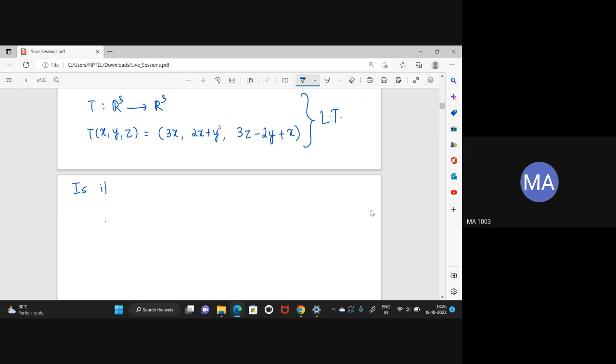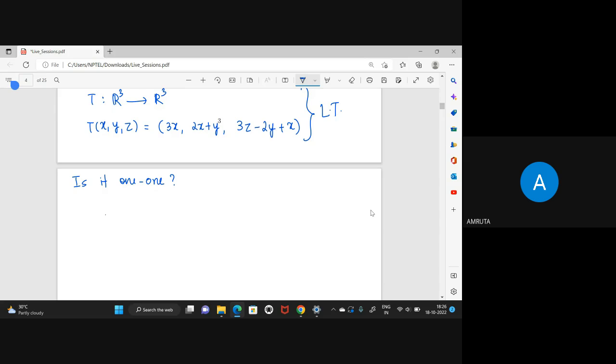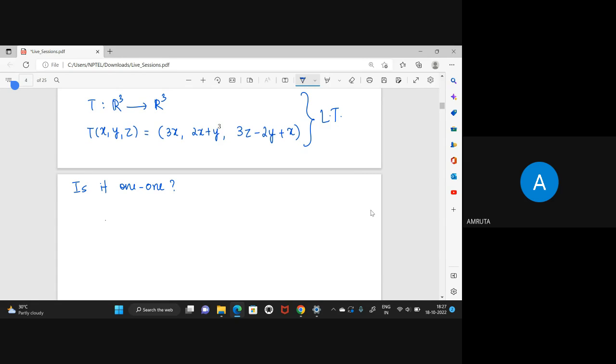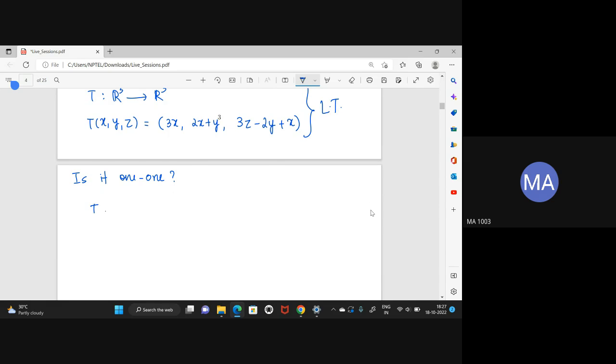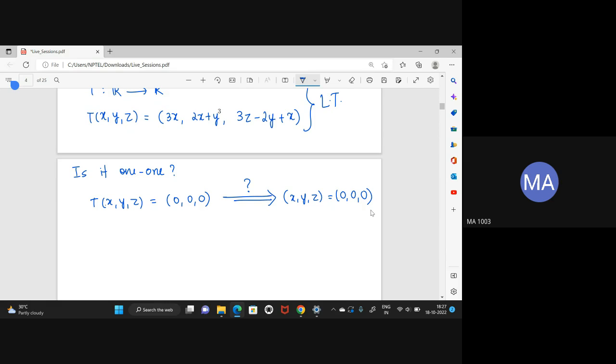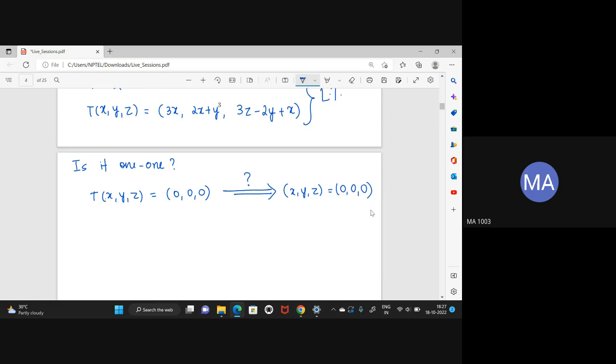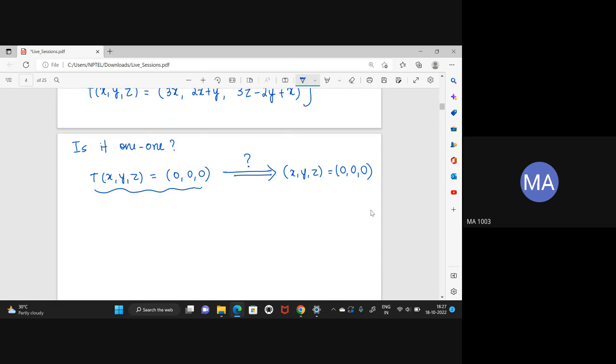Is it 1-to-1? How will I check? We will substitute the values of x, y, and z as 0, 0, 0, and if the output is 0, then the function is 1-to-1. So you will start with T of x comma y comma z is equal to 0 comma 0 comma 0. If you can prove that x comma y comma z is equal to 0 comma 0 comma 0, then you are done. It is a 1-to-1 map, right? If this is not happening, then it is not a 1-to-1 map. This is what we are assuming. This is what we want to prove.